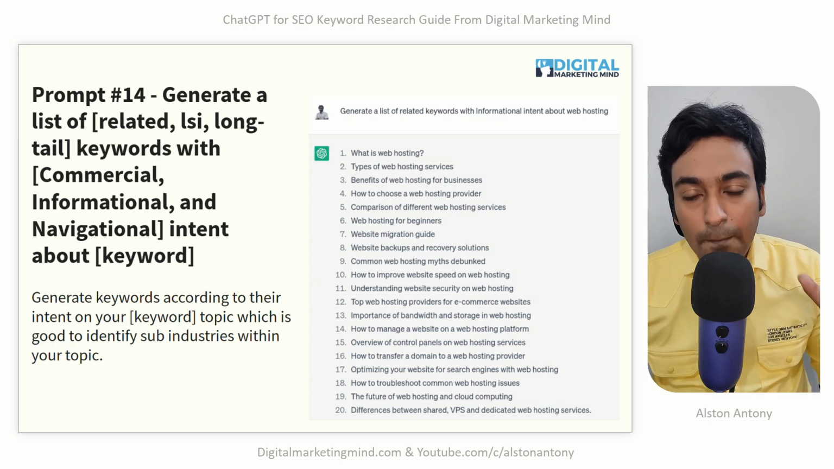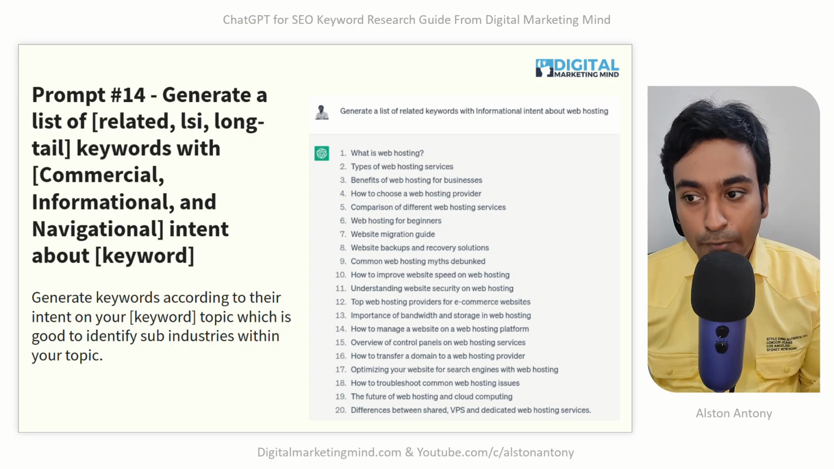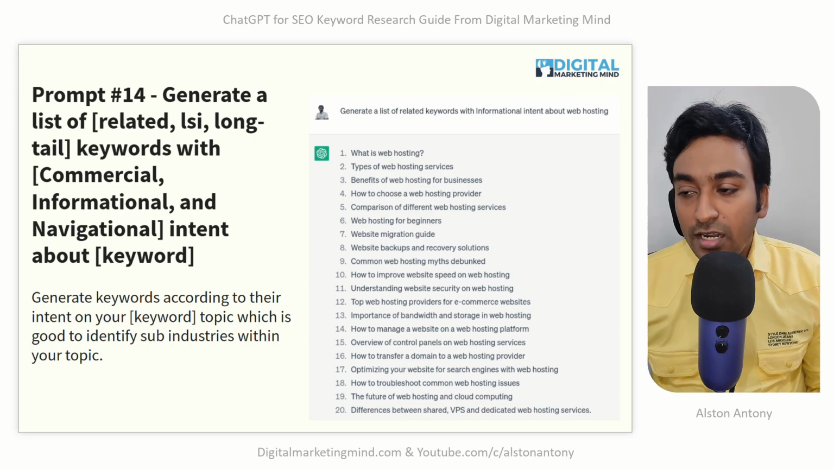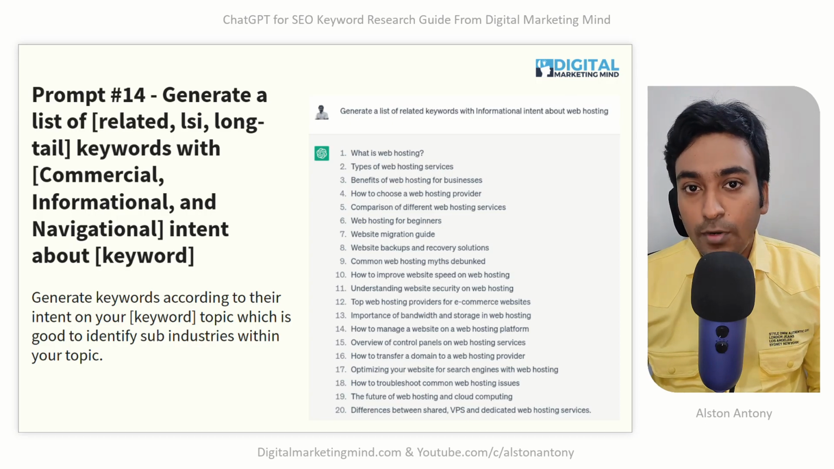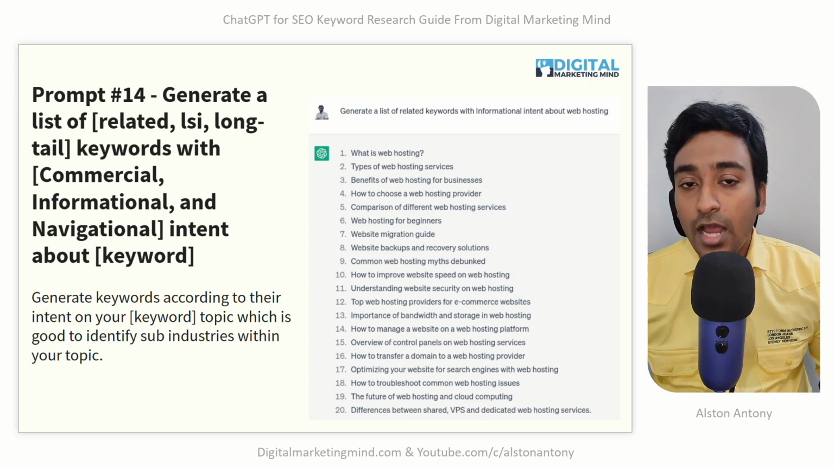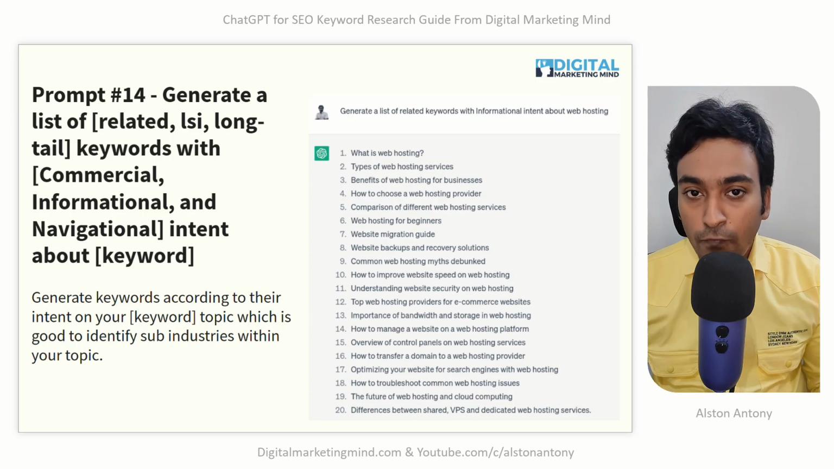You can see the prompts are now getting a bit complex, where we are able to get a specifically required keyword gathering process. Based on this, I typed this query in: generate a list of related keywords with informational intent about web hosting. So I am specifically telling ChatGPT I want related keywords, and I want the keywords to be of informational intent, and based on it provide the keywords.